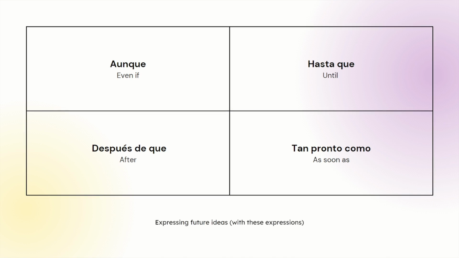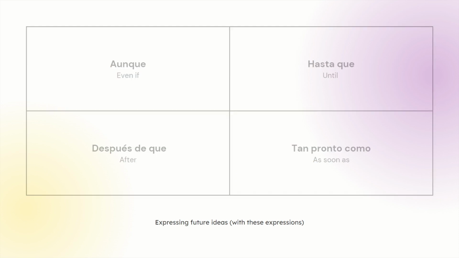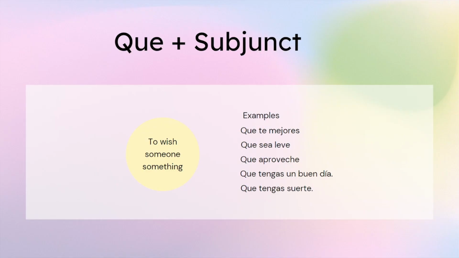There's also another key way of doing the subjunctive, and it is to express wishes, and you don't necessarily need to use any of these intro parts of the sentence. You will be using just que plus the subjunctive. So to wish someone something, instead of, for example, saying, I hope that you get well, in Spanish we don't have to say, I hope you get well. We just say, get well, like you would in English, but that is always going to have the subjunctive.